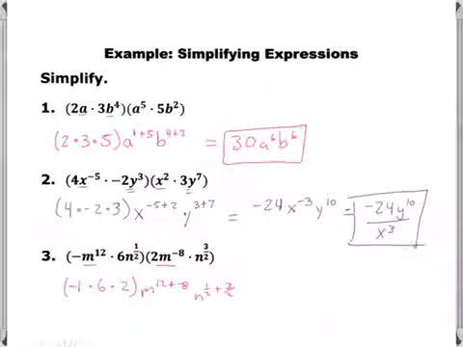So -1 times 6 is -6. -6 times 2 is -12. And 12 minus 8 is 4, so we've got m to the 4th. And 1/2 plus 3/2 is just 2, so you get n squared. And that is your answer.